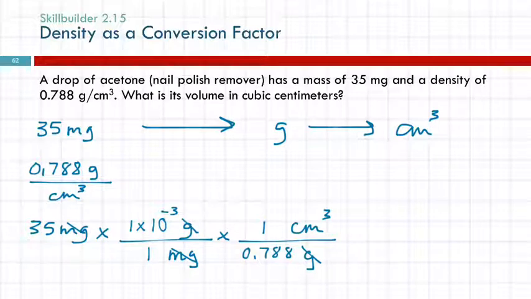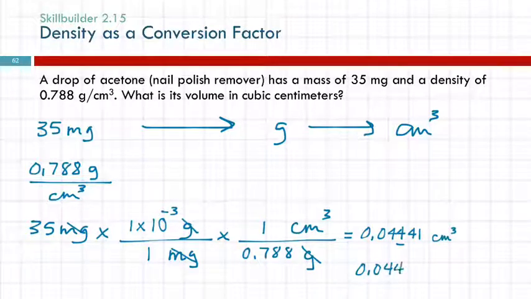And how many sig figs is this one going to have? 2. Because 35 milligrams is only 2 sig figs. I've got 441. And the unit that's not crossed off is cubic centimeters. And so when I round that, I get 0.044 cubic centimeters.